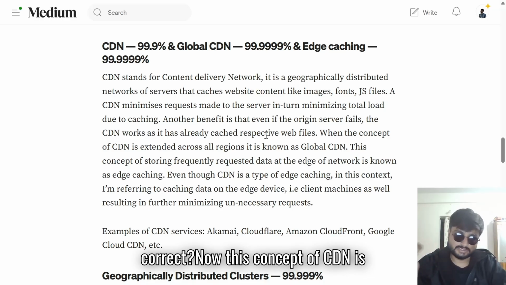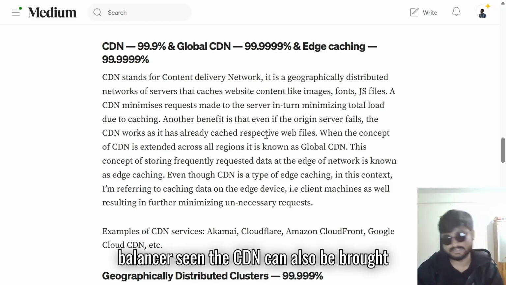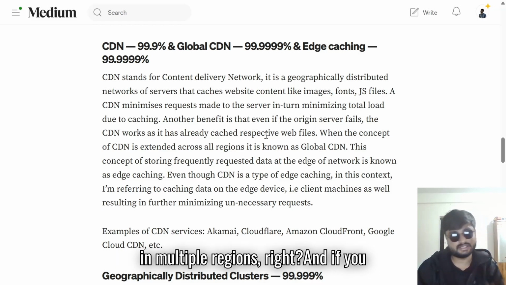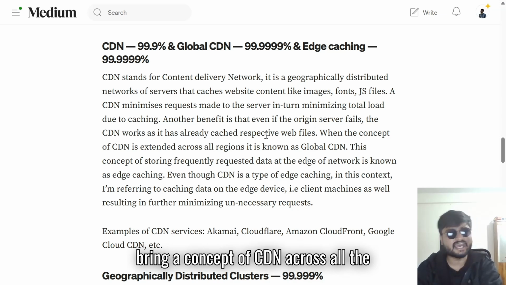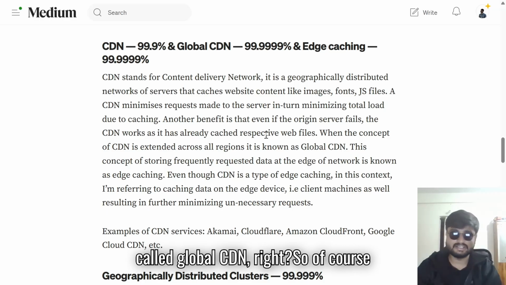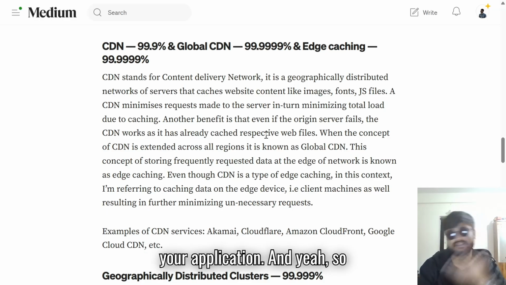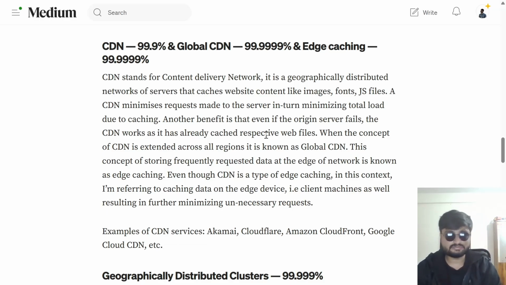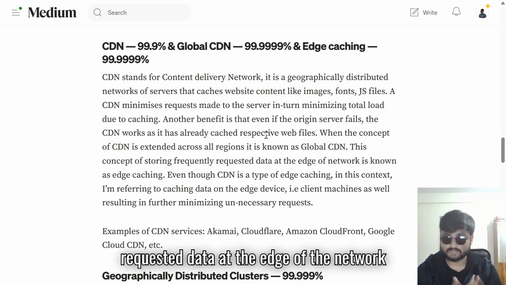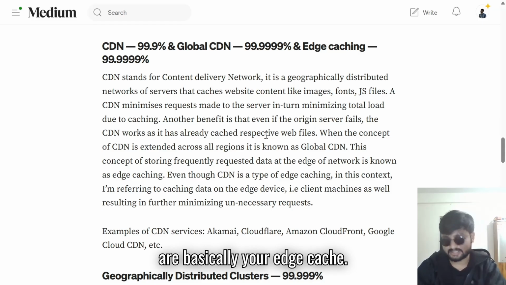Now, the concept of CDN can be brought into multiple regions. Similar to what we were saying about load balancers, if you bring CDN across all the regions, it is called a global CDN. Of course, the more regions you support, the more availability your application has. The concept of storing frequently requested data at the edge of the network is called edge caching, so CDNs are basically your edge caching.